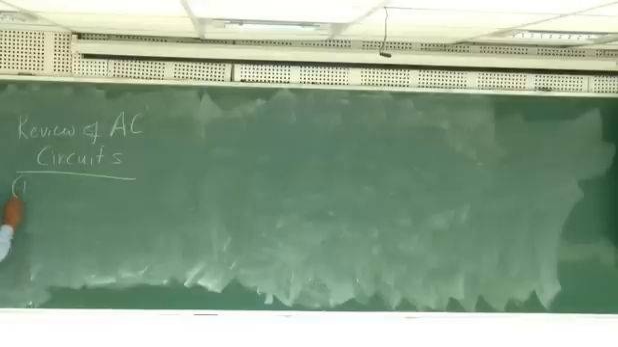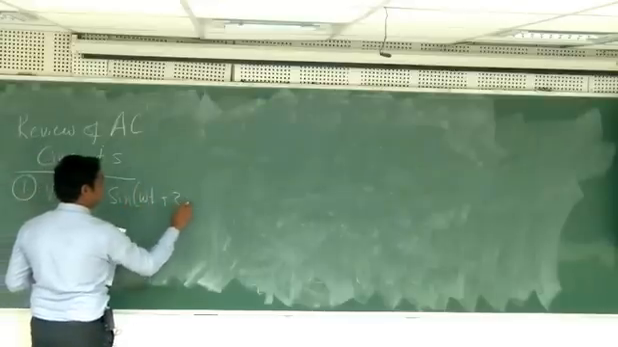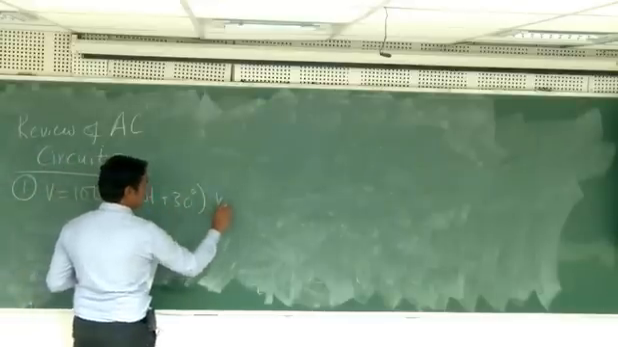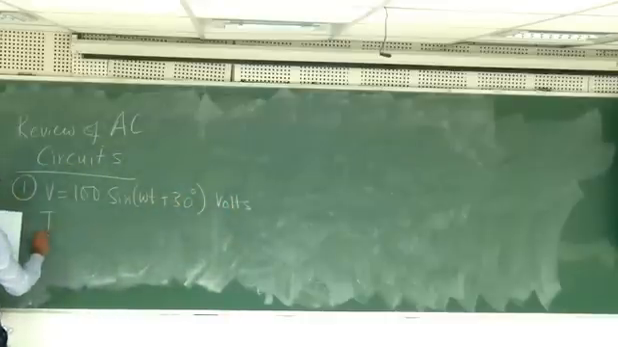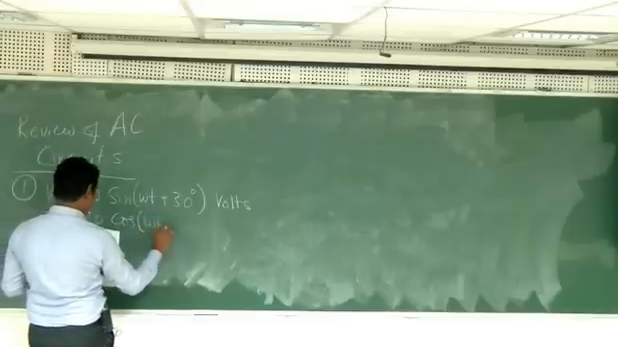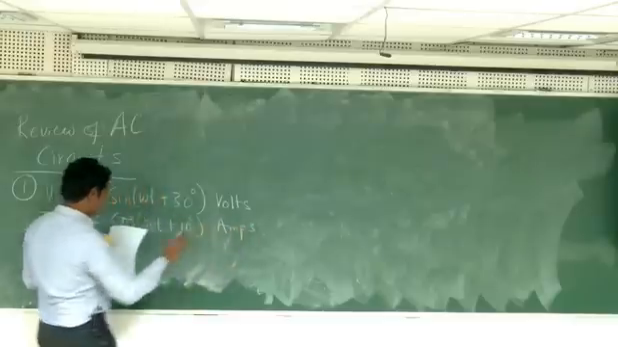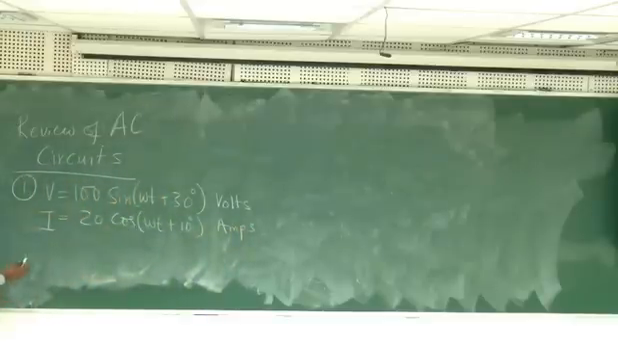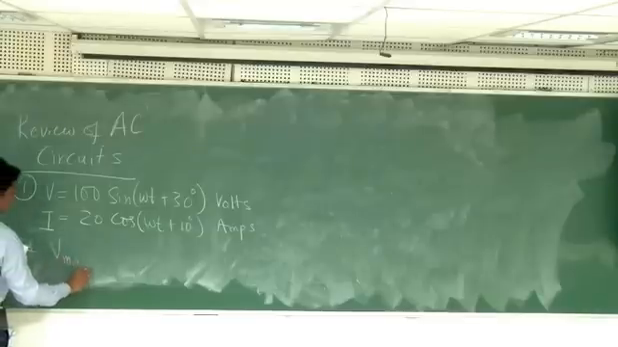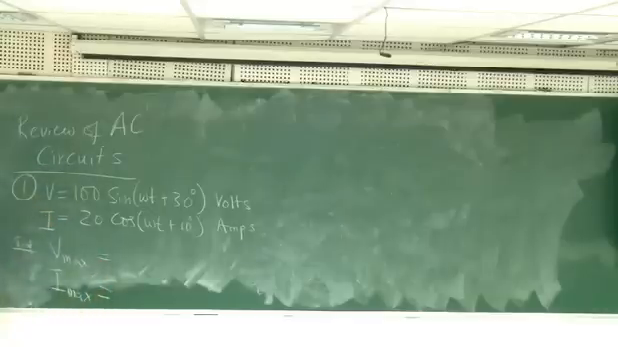So the first question is, V is 100 sine omega t plus 30 degrees. This is in volts. And then I is 20 cos omega t plus 10 degrees, and this is in amps. So the question is, find V max, and I'll write these two now. Now I invite answers from you.